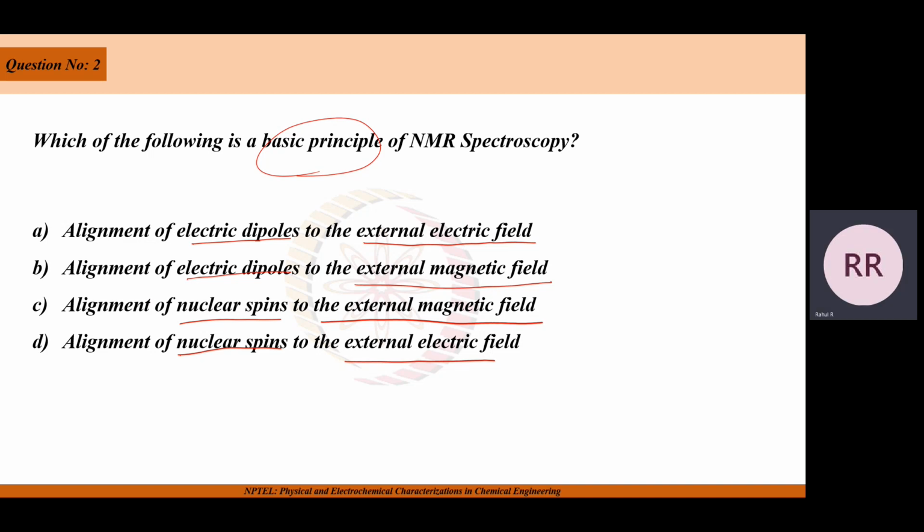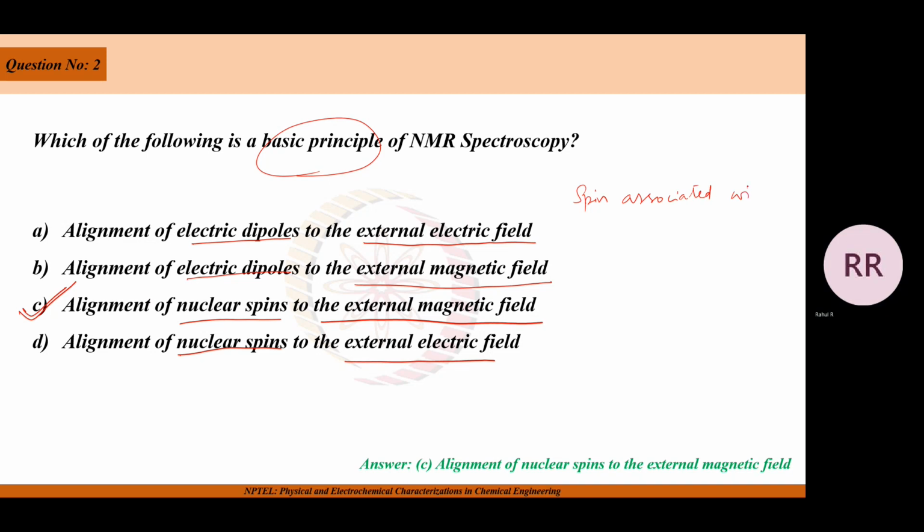So I think you guys got enough time to think about the answer. Now let me discuss the answer with you. The answer is the alignment of nuclear spin to the external magnetic field. What happens is that every subatomic particle has some kind of spin, which is an intrinsic property associated with it. Initially, these spins will be randomly oriented.